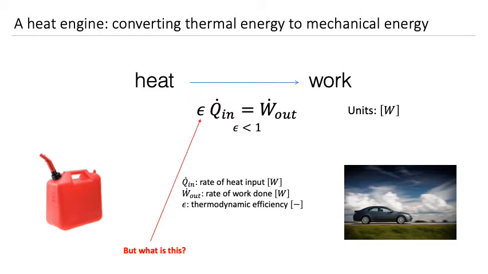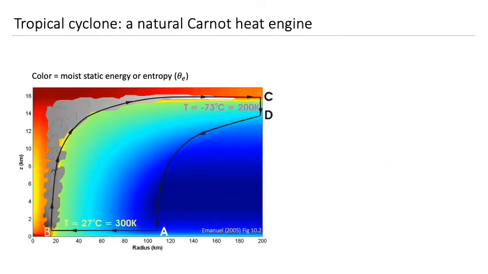So what is this epsilon? We're going to first talk about this thermodynamic efficiency in the context of our tropical cyclone. A tropical cyclone we can actually think of as a natural Carnot heat engine. This is really a huge breakthrough in understanding the tropical cyclone. This is a nice cartoon plot where the color denotes moist static energy or entropy, or you can think of theta E. Blues are smaller values, reds are larger values.